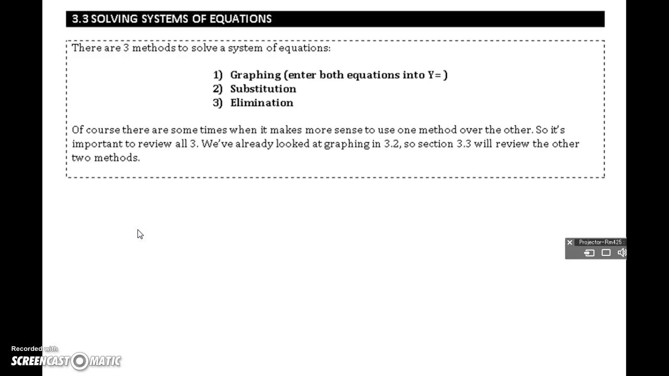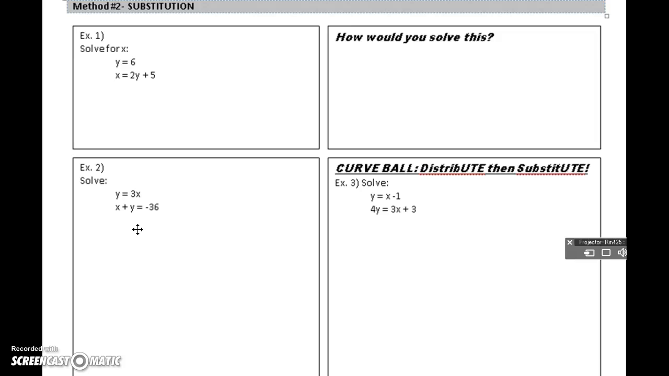There are obviously times when either of these options makes more sense than the other. It's important to review all three. We've already looked at graphing, so I want you to now see when it's appropriate to use substitution. So here are our three examples. Substitution is actually relatively simple, and we're going to show you in this first example.